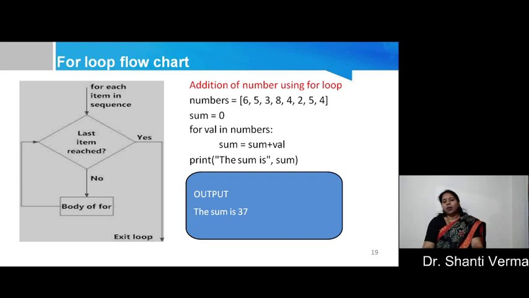Let's first declare a list, that is numbers, and now let's declare a global variable sum to store the sum value. For value in numbers means you iterate the loop over the list, and sum equals sum plus value. In that case, it takes one value from the list and adds it to the sum variable, and prints the sum. You can see in the output the sum value is 37.